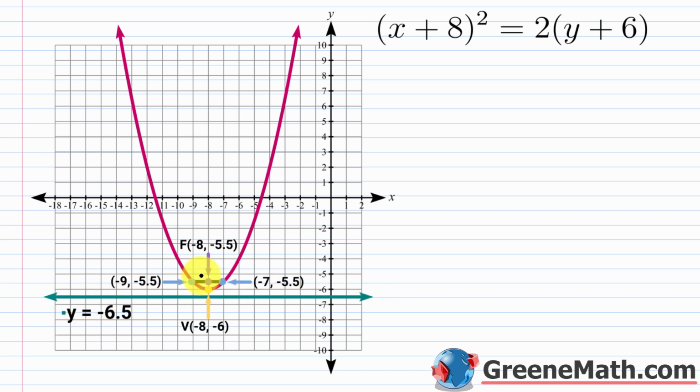Then in terms of the endpoints for the latus rectum, again, you start at the focus, which is negative 8, negative 5.5, and you move left by the absolute value of 2p. The absolute value of 2p was 1, so you move left by a unit, you get to negative 9, negative 5.5. And again, starting at the focus, you move to the right by the absolute value of 2p, so you move to the right by 1. So that gives you this other endpoint, which is negative 7, negative 5.5.